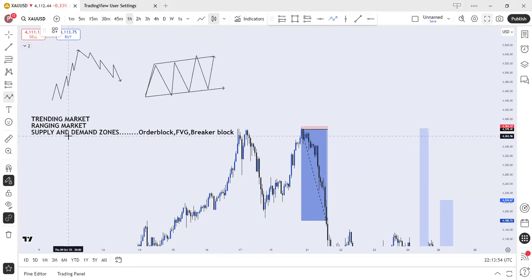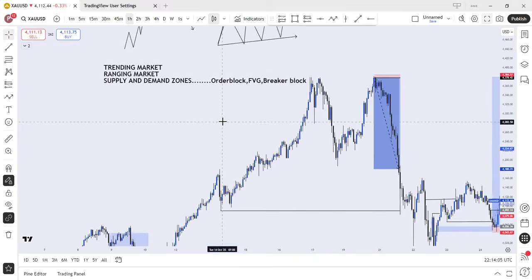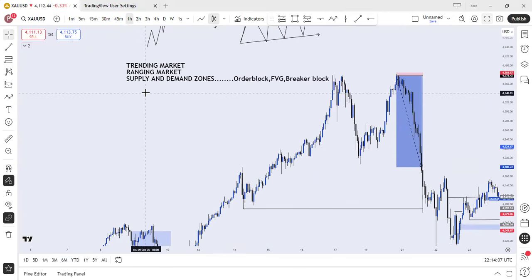So these supply and demand zones must align with structure. You don't just mark out any supply and demand zones. I believe most of you know how to mark your structures very well, right?